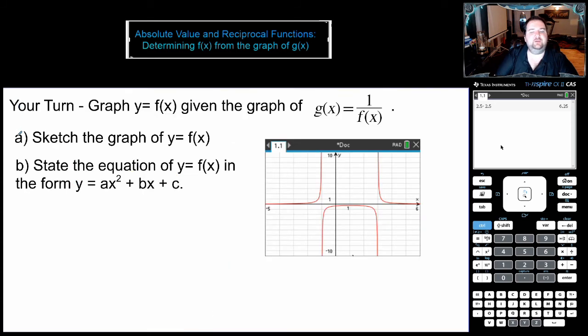Go ahead and try this out yourself. So what you're doing is graphing y equals f of x and telling me the equation in standard form given this graph that you have here. See you soon.